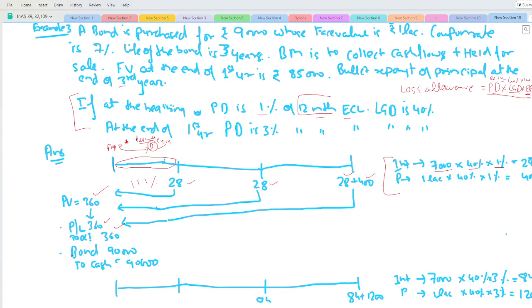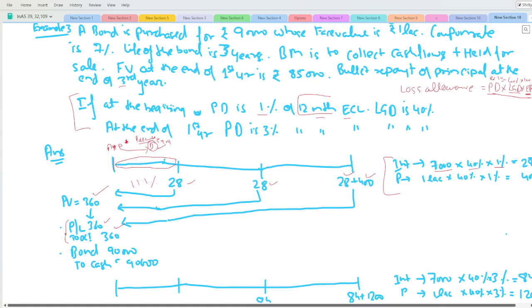This I will explain to you. You will appreciate this entry then, because at the inception you will not appreciate it, but at the end of the first year you will. So this I will explain to you. Just hold this thing.